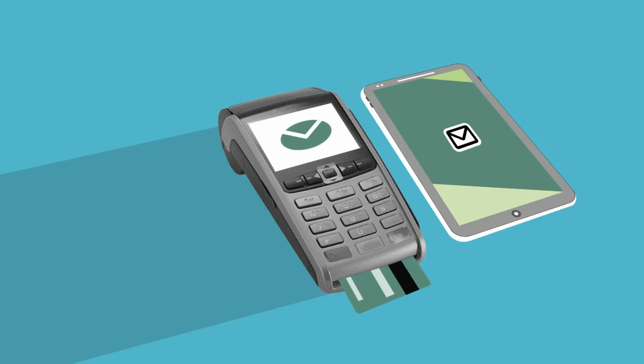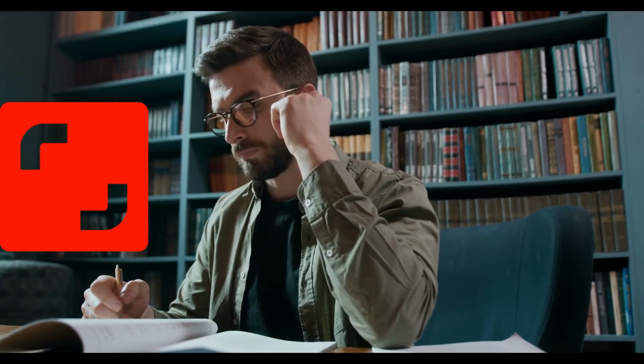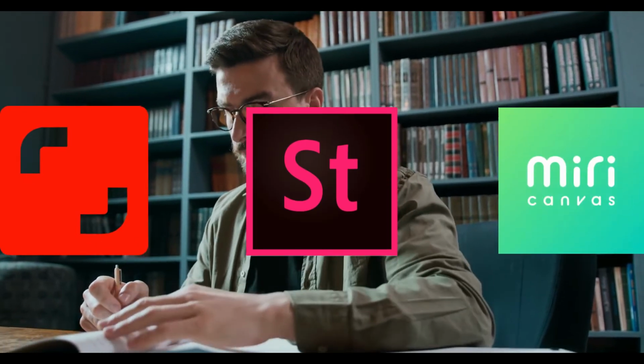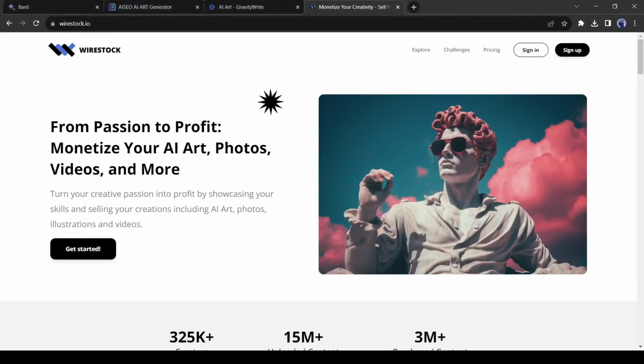Now the question is how we can monetize our AI-generated art. Many will suggest selling this art on various platforms like Shutterstock, Adobe Stock, or Miri Canvas. But what if you can sell your art on all of the platforms by uploading it on just one platform? Yes, you can do it. And I am talking about Wirestock.io.